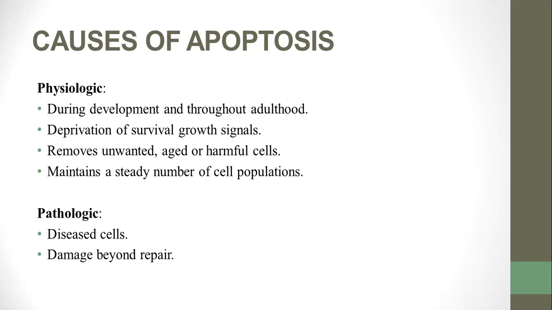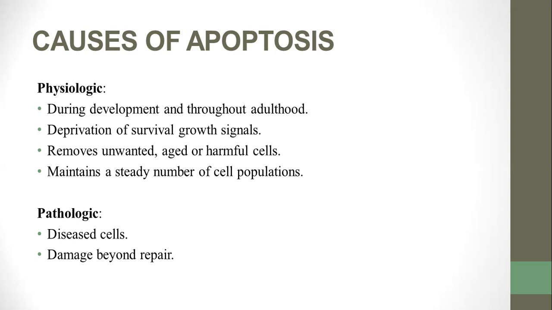There are some organs that involute. Then there is deprivation of survival growth signals, which also can lead to apoptosis. Apoptosis is also important in removing unwanted, aged, or harmful cells, like the webs of the fingers. They are removed because they are not required. Apoptosis also maintains a steady number of cell populations. So these are the functions of apoptosis.